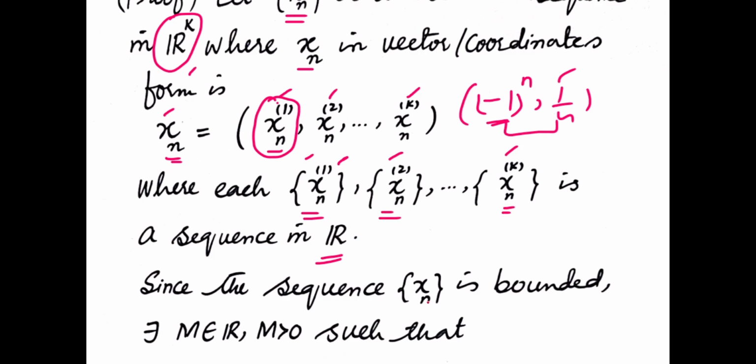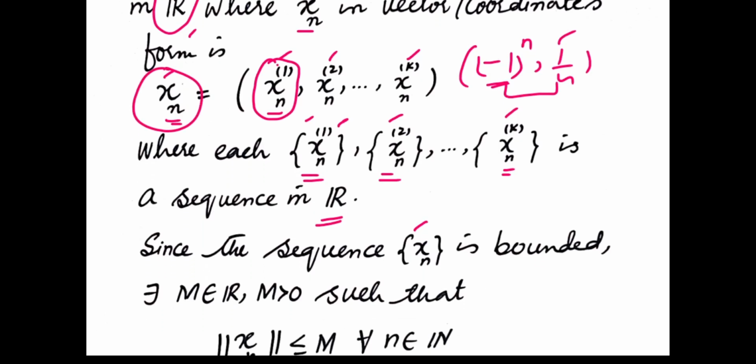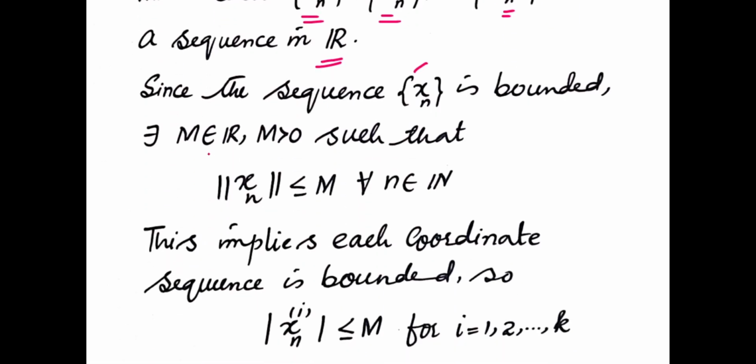Since it is given that this sequence xn is bounded, by the definition of a bounded sequence there exists a positive real number m such that the norm of this sequence is always less than or equal to m. These two lines are generally called the norm or magnitude of this sequence. This should be less than or equal to that positive real number m for all n belonging to N.